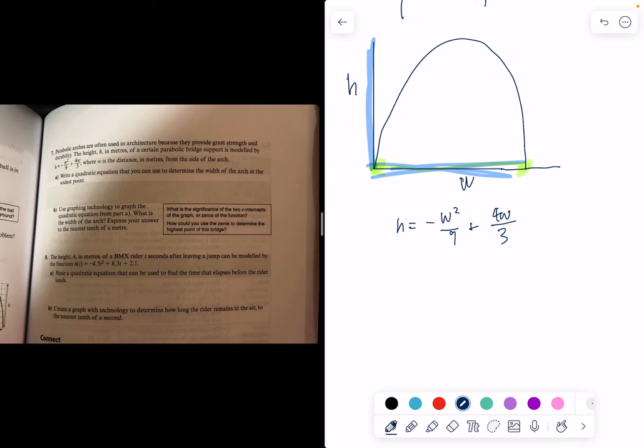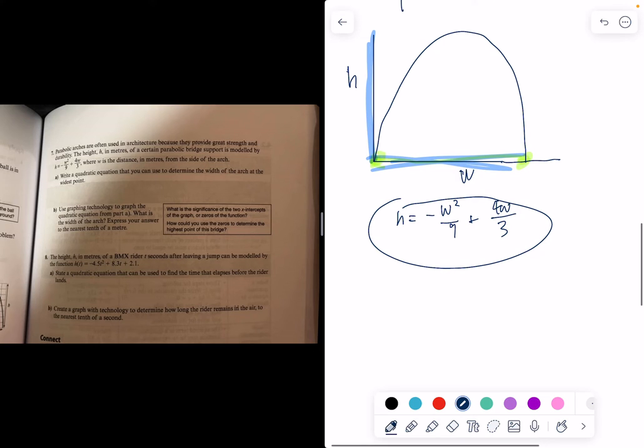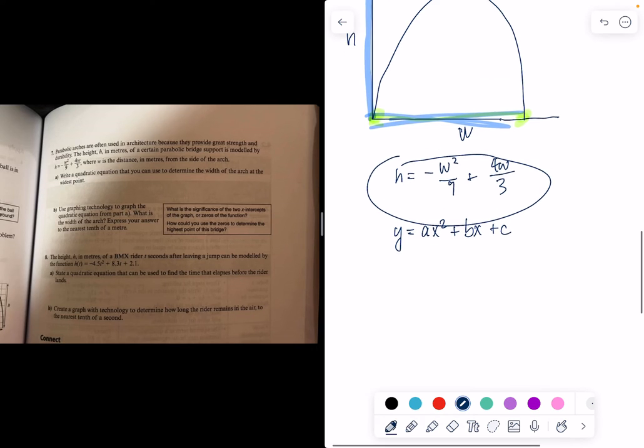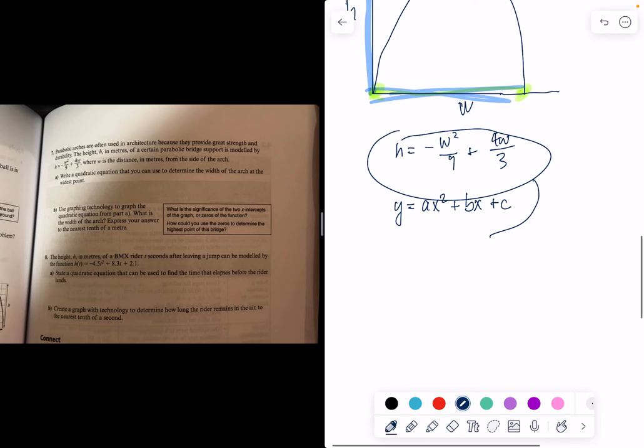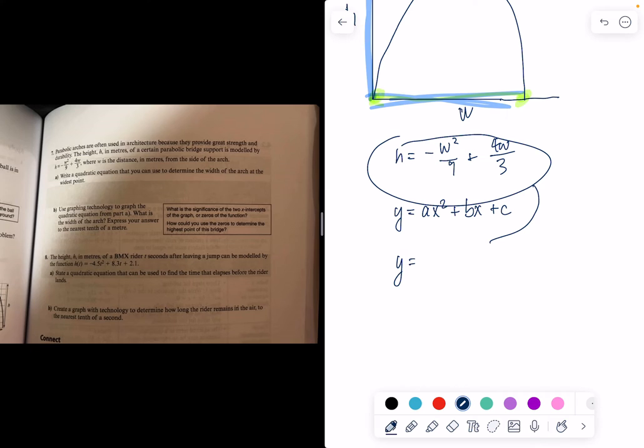Now, write a quadratic equation. Is this a quadratic equation? It doesn't seem like it. Remember, a quadratic equation is always y is equal to ax squared plus bx plus c. But if you look at this closer, can't you rewrite it, instead of h, we use y because that's the y-axis? Y is equal to negative 1 over 9 x squared, using x for w, plus 4 over 3x plus 0? Yes, you can! This is the answer to A.